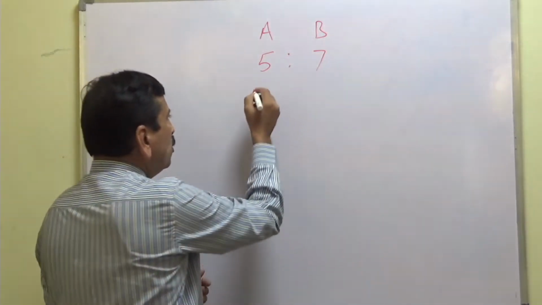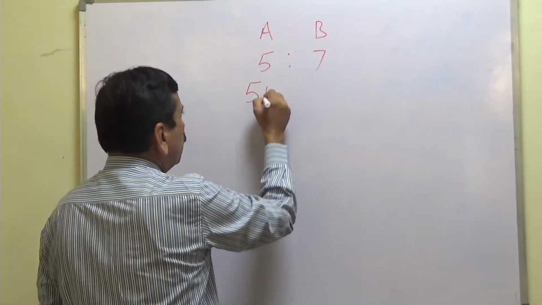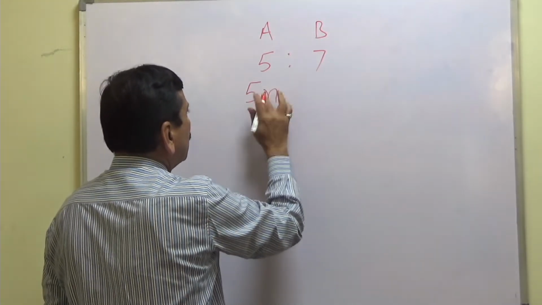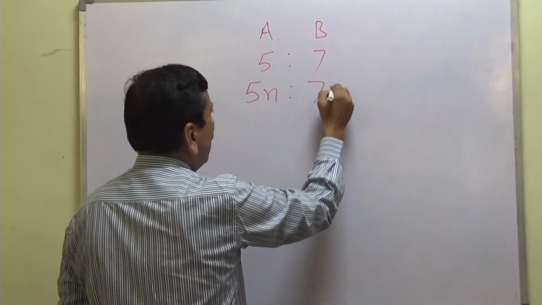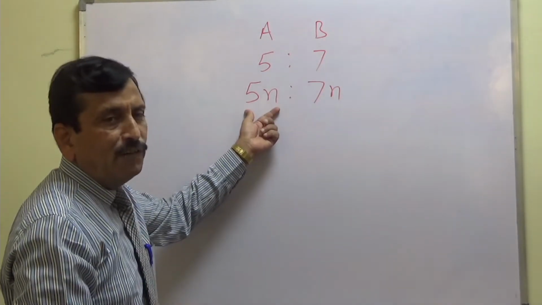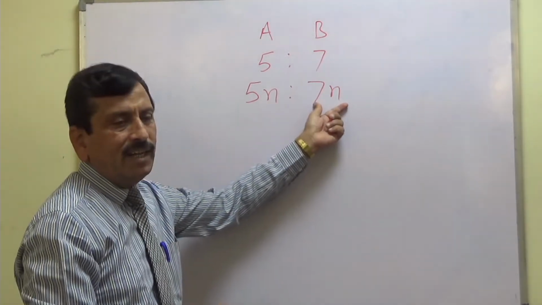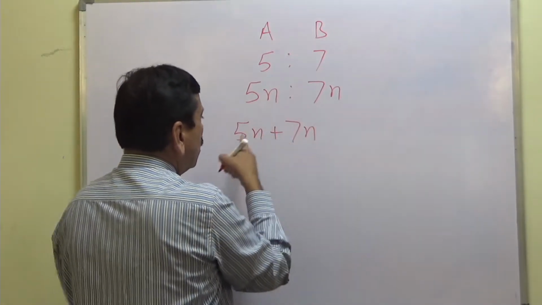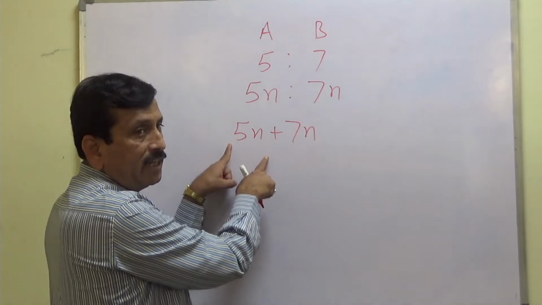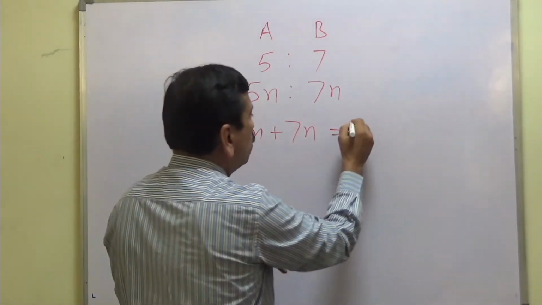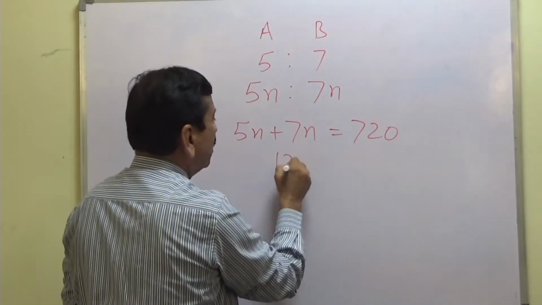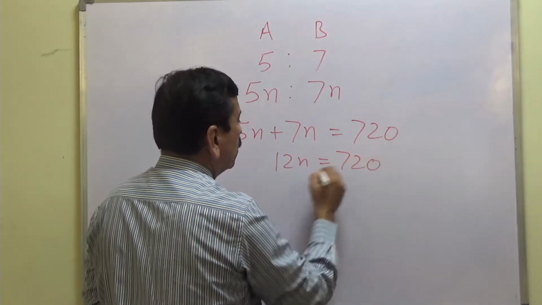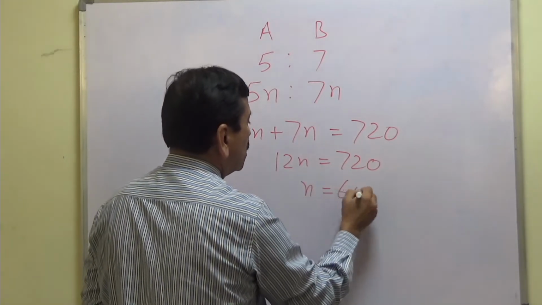So the contribution of each one of them may be 5n to 7n. So A is getting 5n, B is getting 7n. Further we know that 5n plus 7n, the amount which A gets and the amount which B gets, is equal to 720. So we get 12n is equal to 720. So we get n is equal to 60.